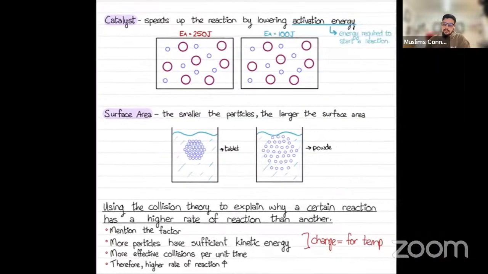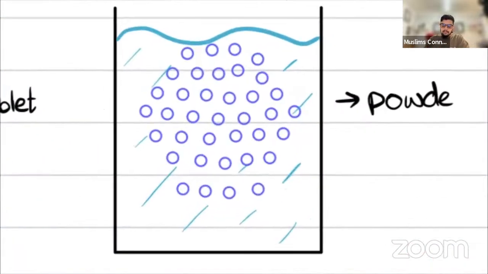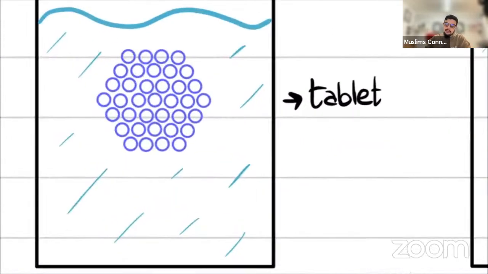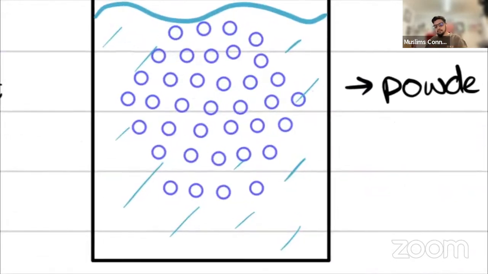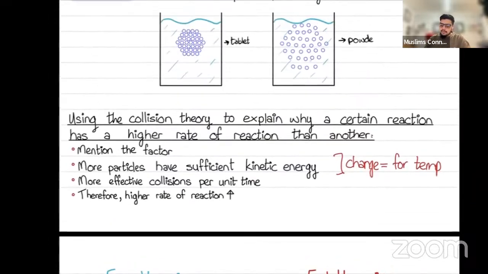Okay, and the smaller the particles, the larger the surface area, the more spread out they are. So here we have one big tablet. Here we have that split into smaller particles, with a larger surface area. Okay, so we'll come back to this, but I just want to read through it for now.